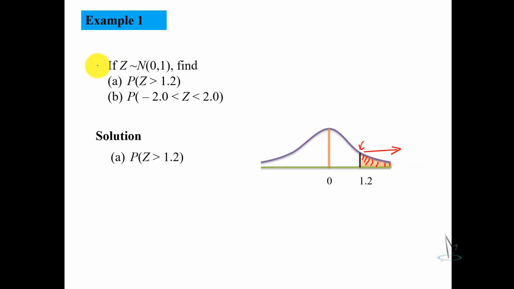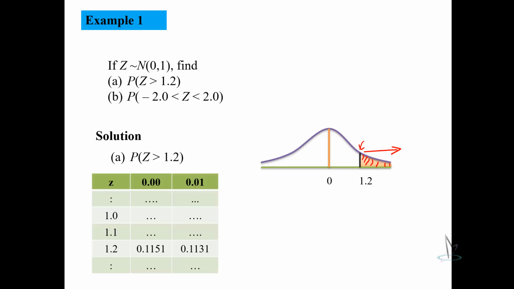Okay, so let us read the table then. Greater than 1.2, so always make sure this is your z. Find out where is 1.2, so this is 1.2. Look at the second decimal, so this is 1.20. The second decimal is 0, so we are looking at 0.00. Okay, so what is the value? The value for this one is 0.1151. Okay, very good. Let us go to the next one.